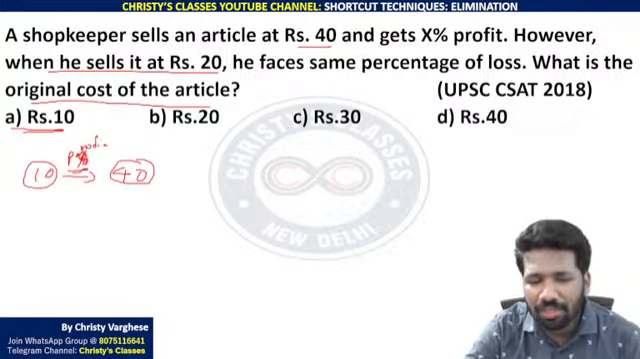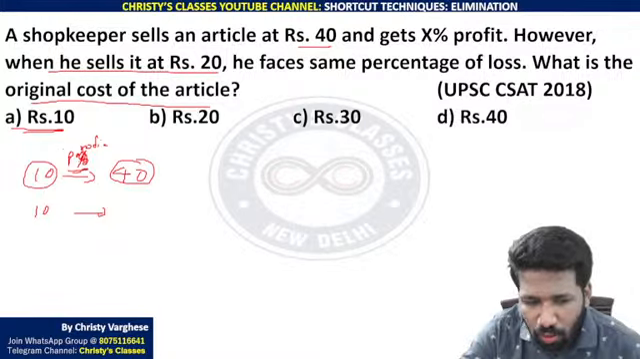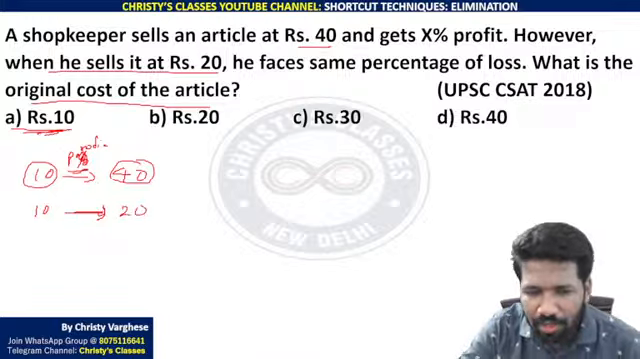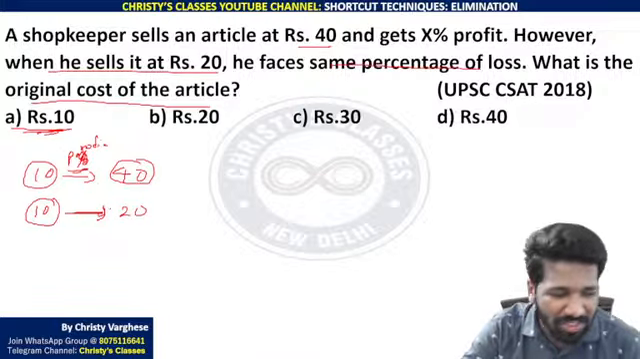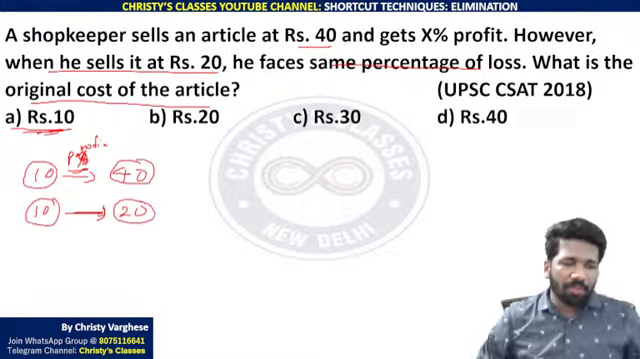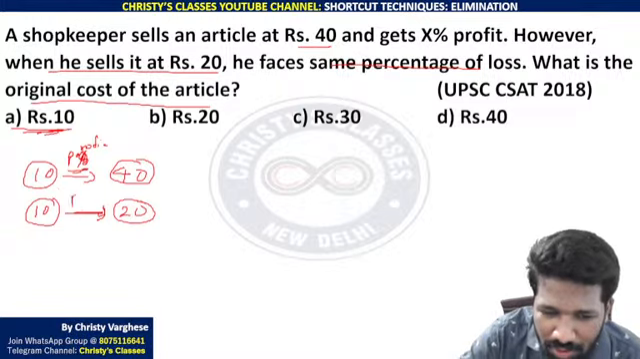When he sells it at 20 rupees. A 10 rupee article, option A says the original cost is 10 rupees. If you sell it at 20 rupees, are you making a loss? Not at all. You invested 10 rupees and you got back 20 rupees, which is clearly a profit again. It is not a loss.